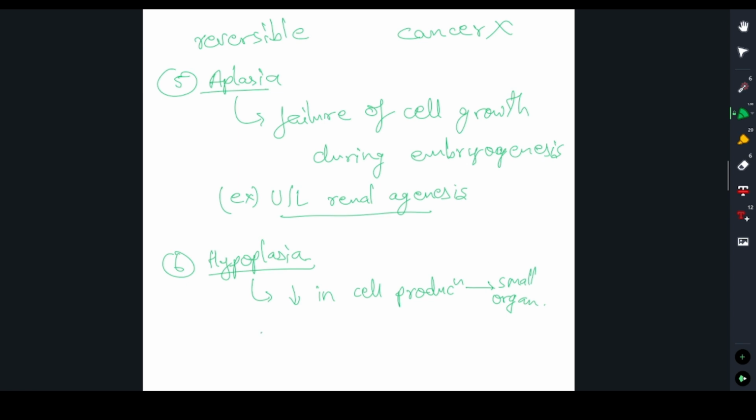So what is the example for hypoplasia? The example is streak ovary in Turner syndrome, right? Turner syndrome is 45,XO, right? Only one sex chromosome is present, and that is the X chromosome, and this occurs in females. And there you see the streak ovary, which is a small ovary, due to the reduced cell production, right? With this, we conclude our discussion on growth adaptations.